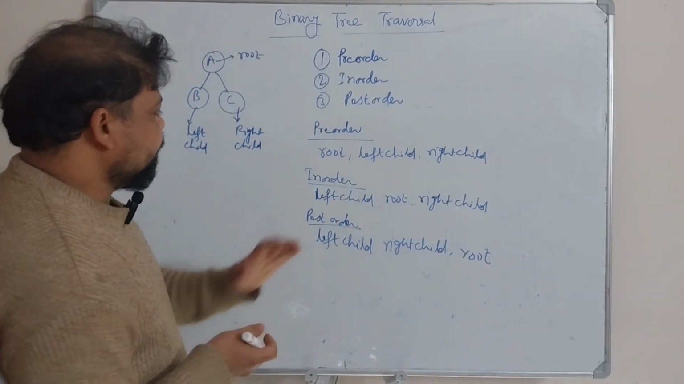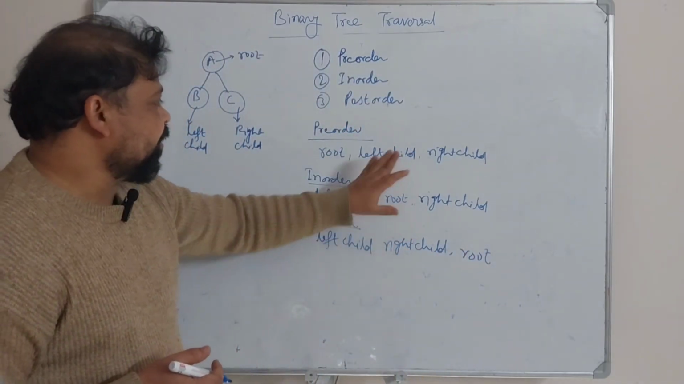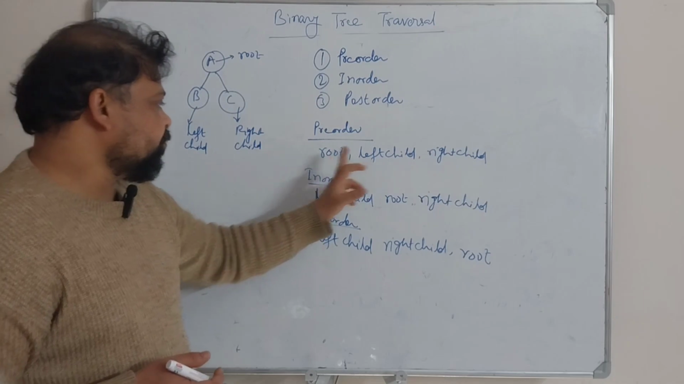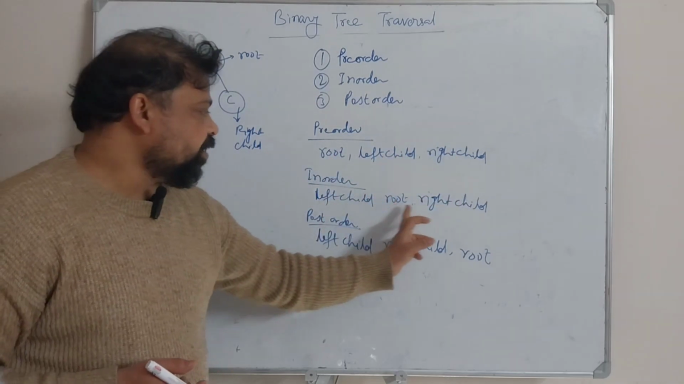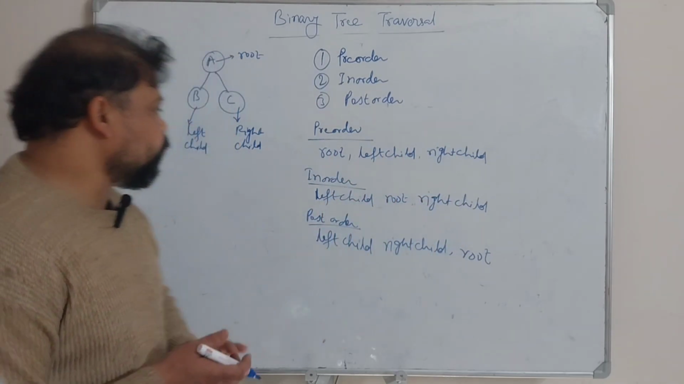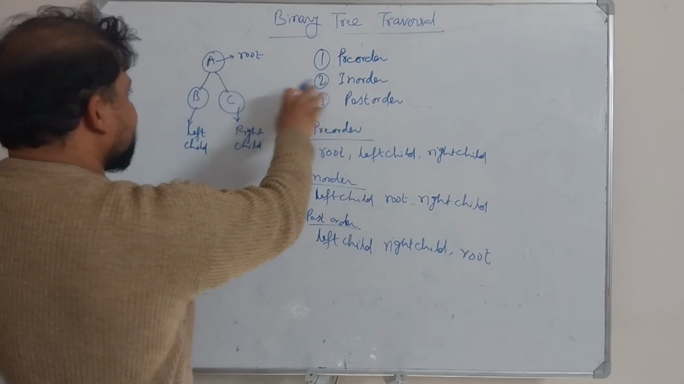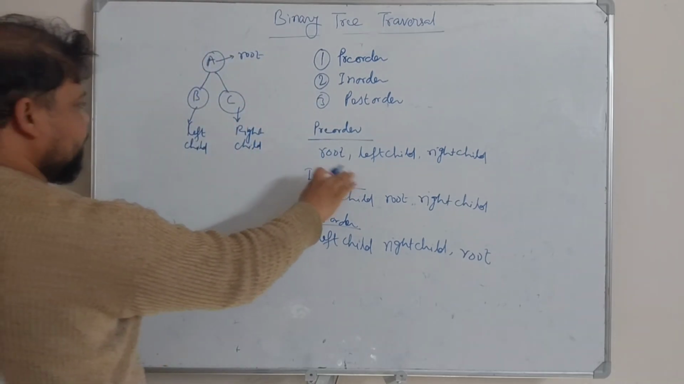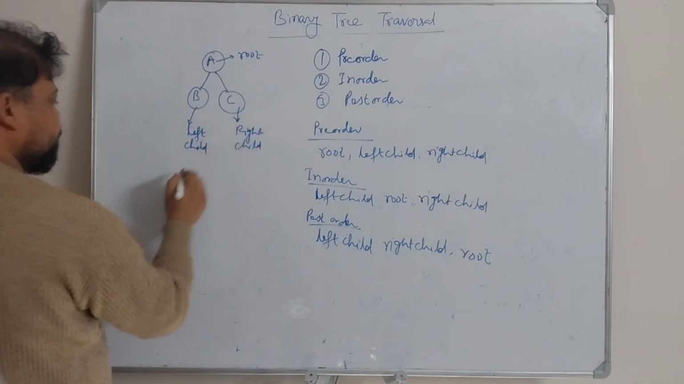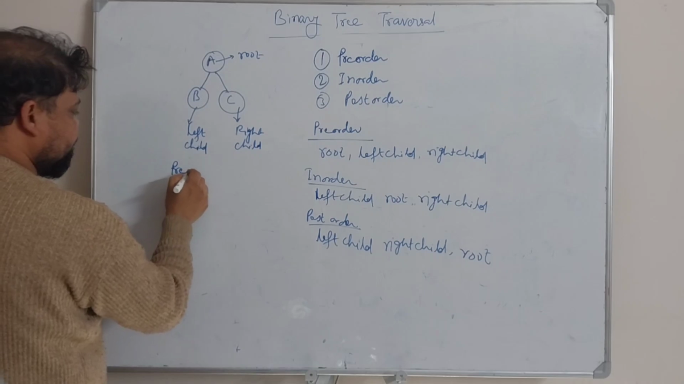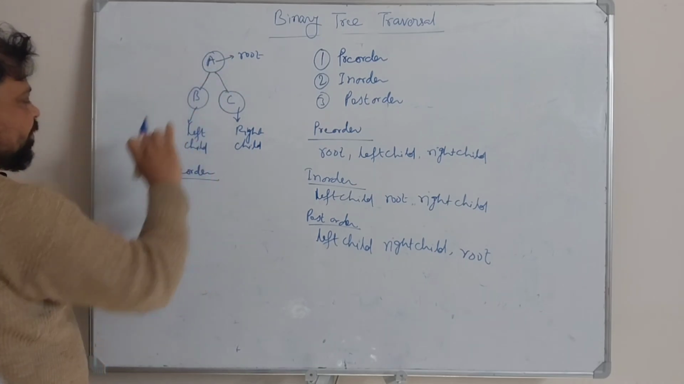So the sequence for all three is different, and you have to check: first root, then left child, right child; here left child, root, right child; here left child, right child, root. So that is the way. And in that sequence, if I want to traverse this tree, what exactly will happen? This tree, in the case of pre-order, what exactly will the sequence be? Here it is the simplest.